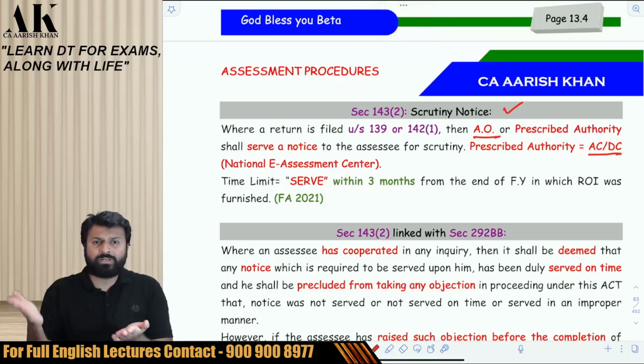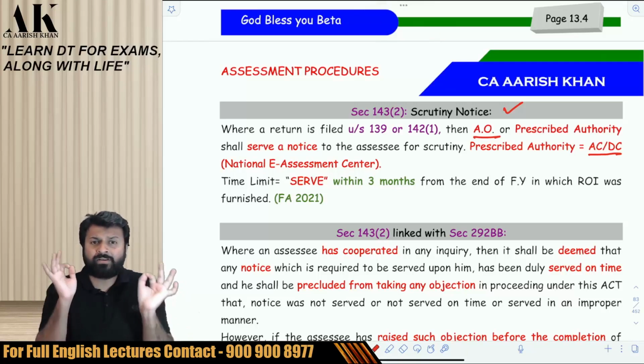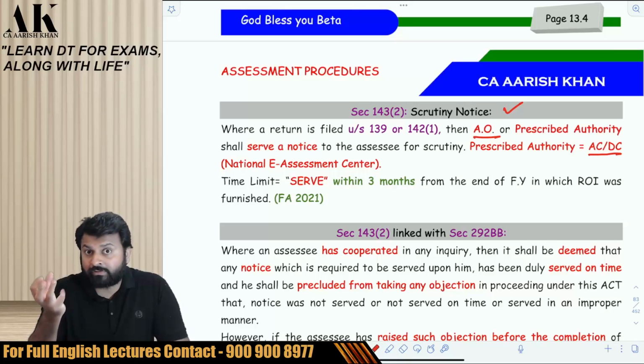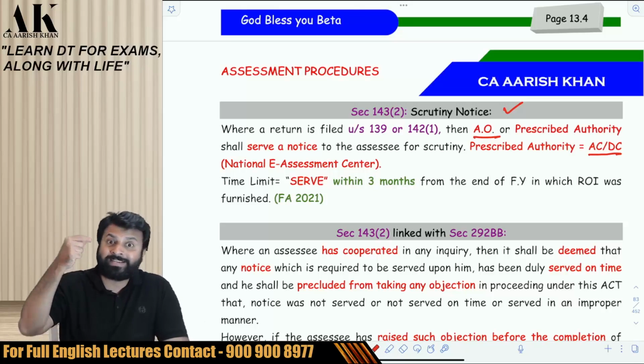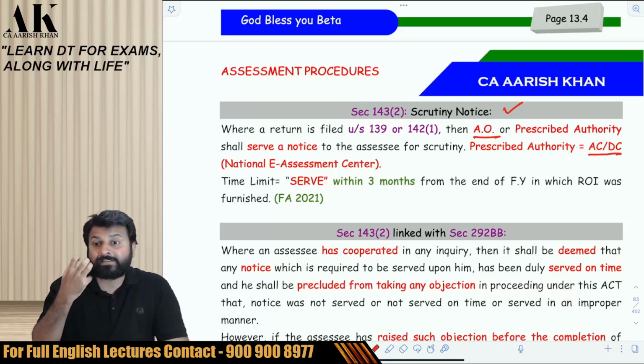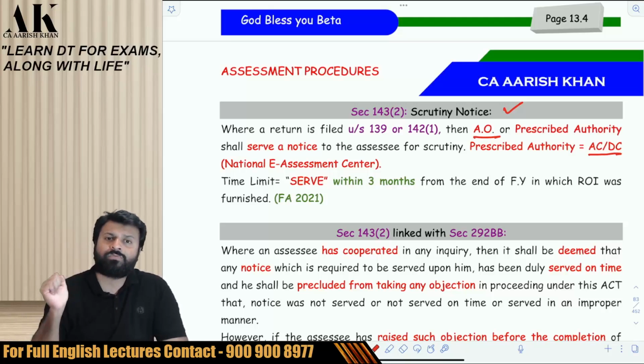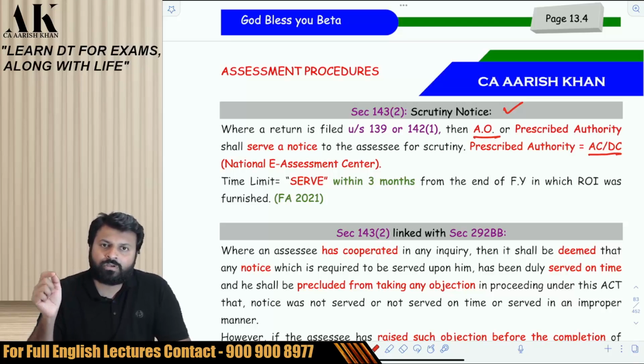The time limit to serve the notice is within 3 months from the end of the financial year in which the return is filed. Suppose for previous year 21-22 the return is filed in 22-23, then the notice has to be served within 3 months from the end of 22-23. Served means the assessee should receive the notice. In 143(1) it was sent, but in 143(2) it is not sent, it is served. Sending within time was enough there, but here the assessee should receive the notice within time, that is till 30th June 2023.